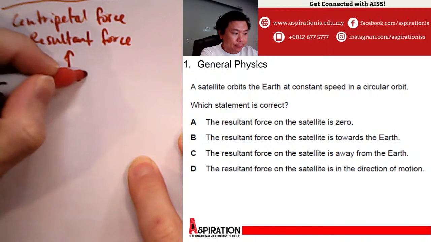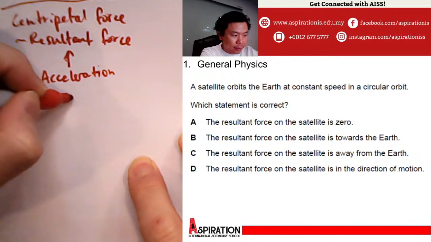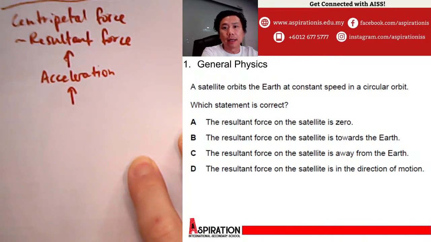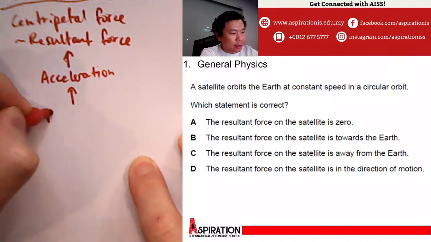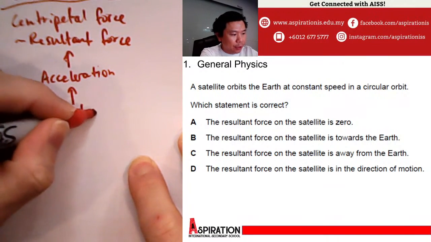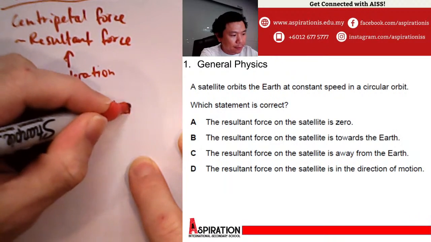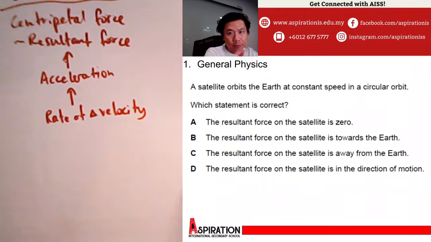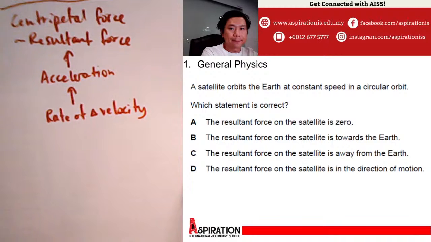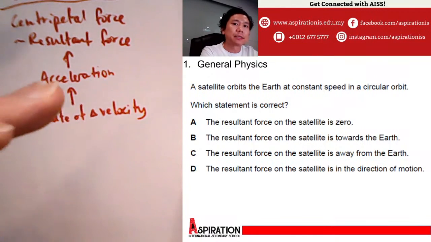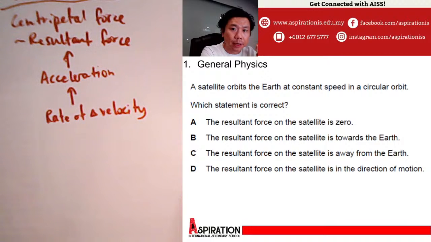Now, what is acceleration? Acceleration is the rate of change of velocity. Do you all know that? So let me reinforce a little bit. When your velocity changes, you get acceleration, and when there is acceleration, the object experiences resultant force. And centripetal force is resultant force.